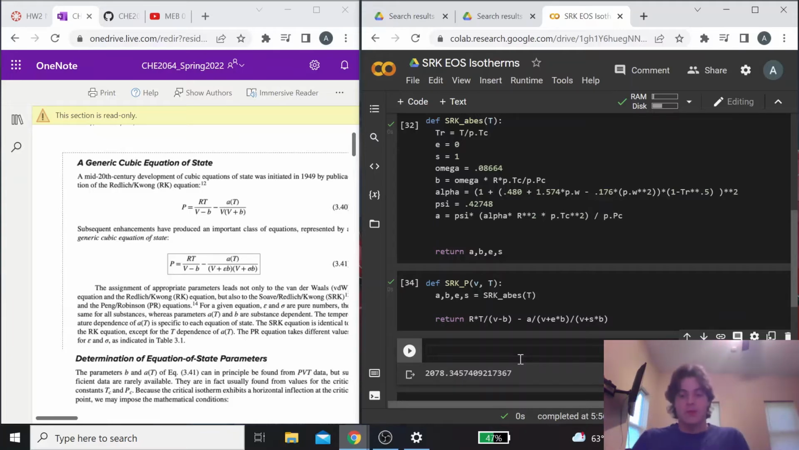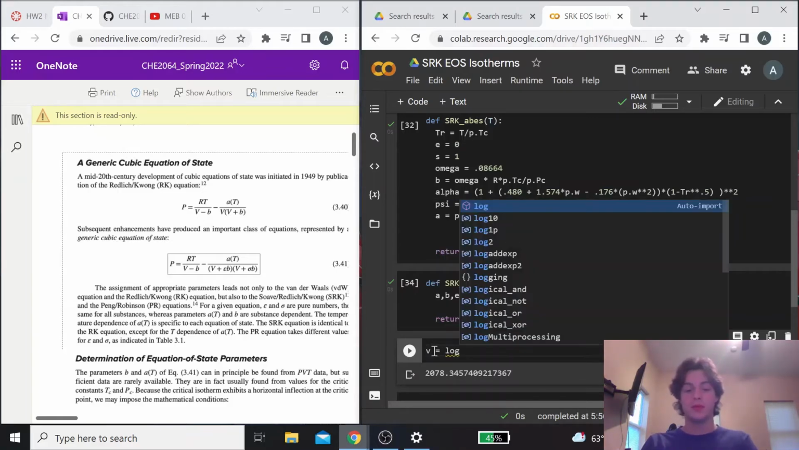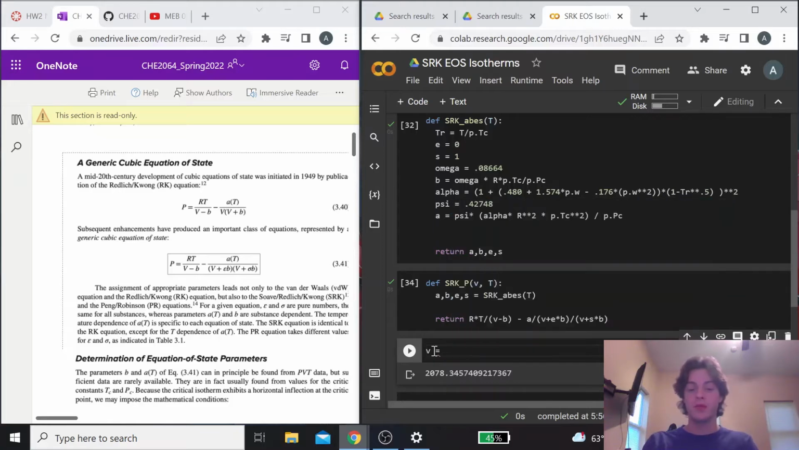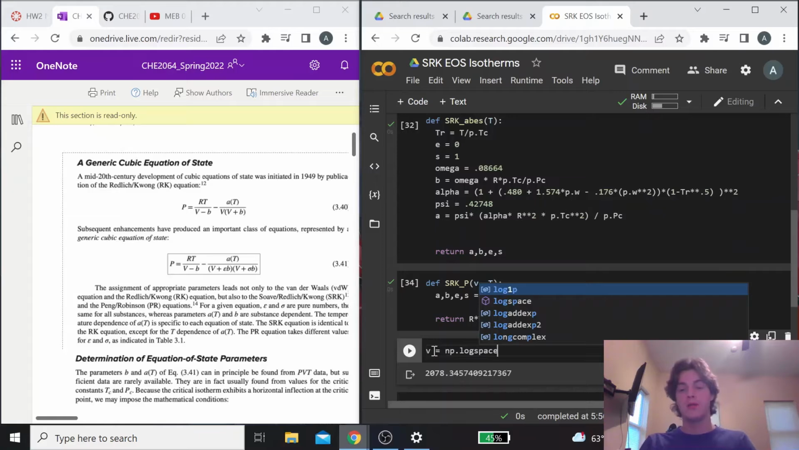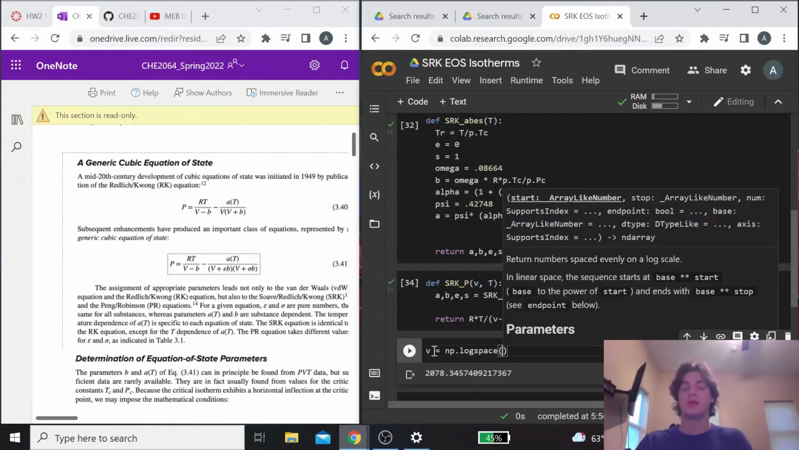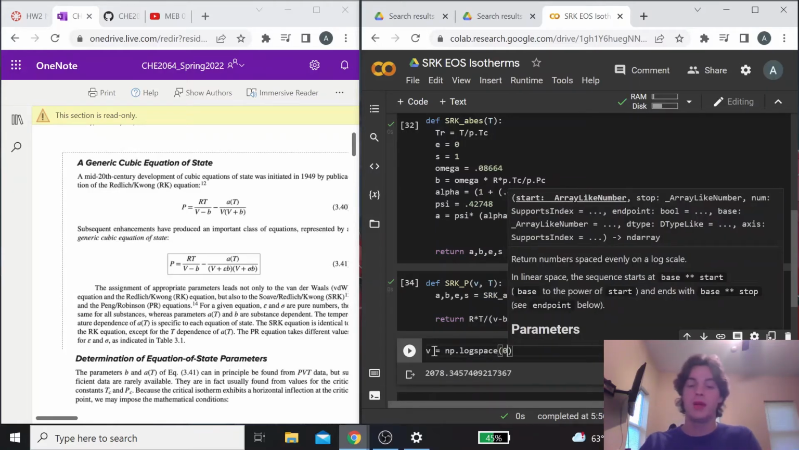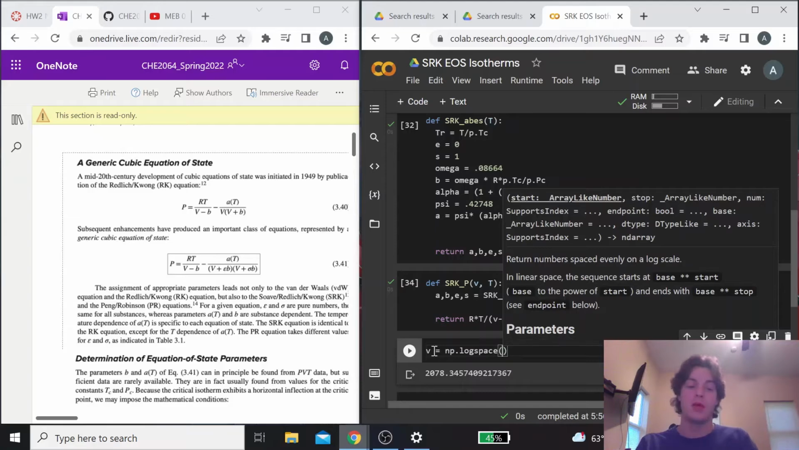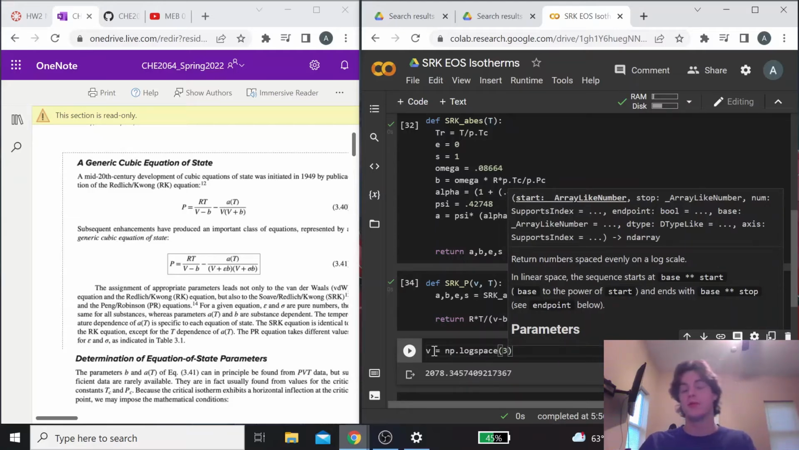So what we're going to start with is we need our specific volumes that we'll plot against, so we'll just call those V. And like I said, we'll use log space, so numpy logspace. How the function logspace works is it is base 10. So if I put in a 0 as the starting point, it'll be 10 to the 0, so it'll start at 1. If I put in 1, it'll start at 10, right? Put in 3, it'll start at 1,000.